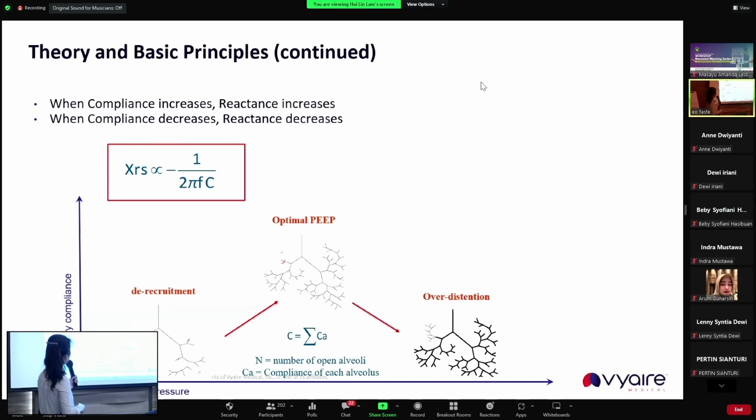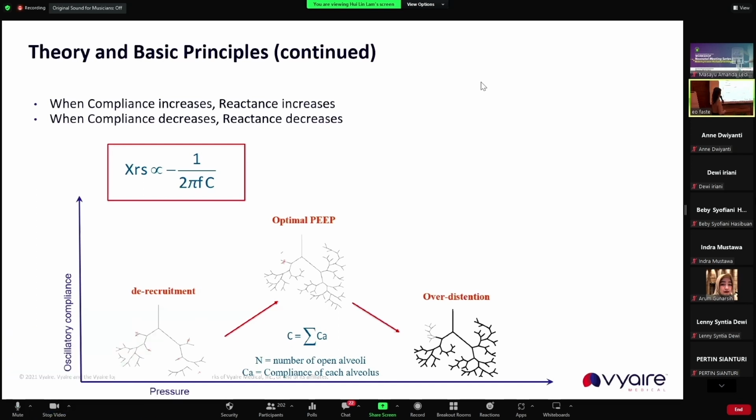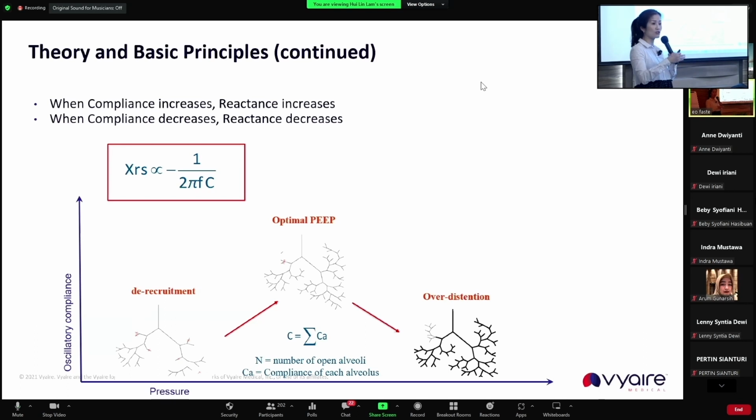So when you do a FOT, you get a similar PV loop curve as what you have done with a recruitment maneuver itself. You will see that when there's de-recruitment, your oscillatory compliance, your reactance, will be low. And then when you have optimal PEEP, your compliance and reactance will be high. And then when you give too much pressure, again, it will go to over-distension here. So this is how we can see on FOT how the compliance changes when you change the pressures for the patient.